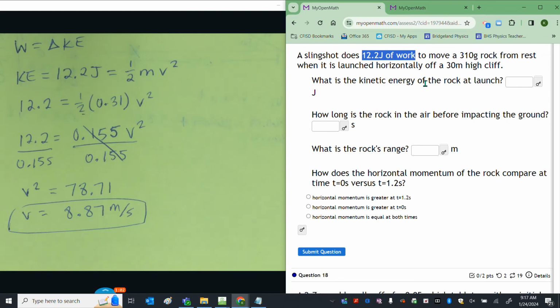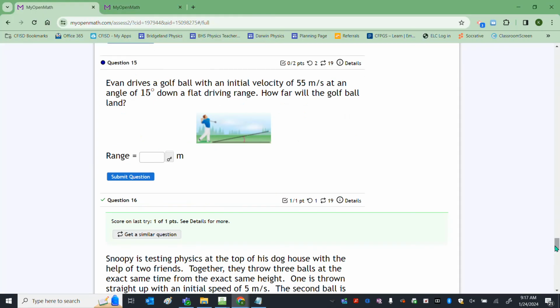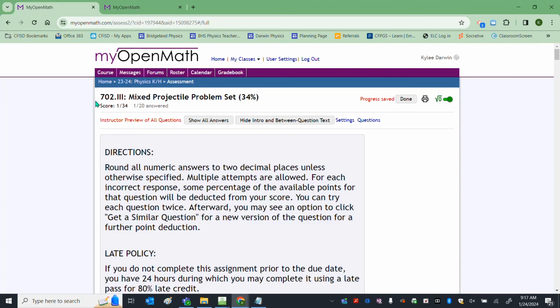Does anybody have a question about this one? I would strongly encourage you to go back into this assignment. This is number 17, and I would encourage you to try it. Make sure that you know how to do it so that you are going to be able to get full credit on that question. 702.3, number 17. Again, look over the quiz, look over your myOpenMath, look at your unit summary. You've got a lot of resources. And if you still have questions, please come after school for tutorials so that we can get those answered.